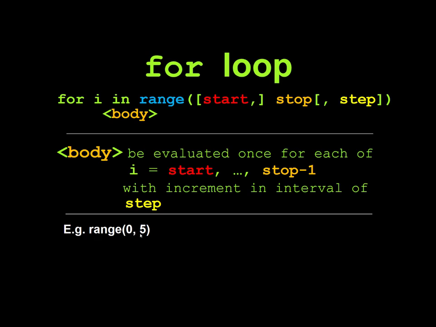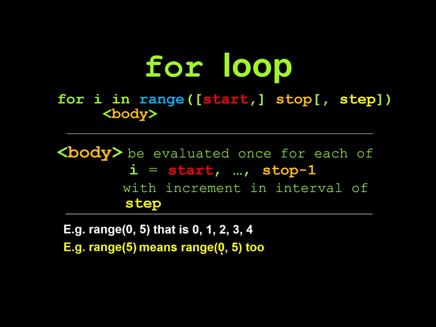Range bracket 0, 5, meaning that you start from 0, you end before 5. So this means 0, 1, 2, 3, 4. What about this? Range 5, and this is again the same as range 0, 5. In this definition, the square bracket here means optional. So start is optional. Another square bracket here means step is also optional. But the stop is not optional. So you must have range with at least a number. That number, in the case of range 5, is the 5.